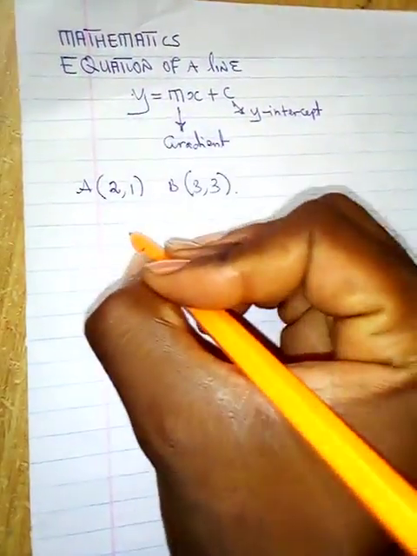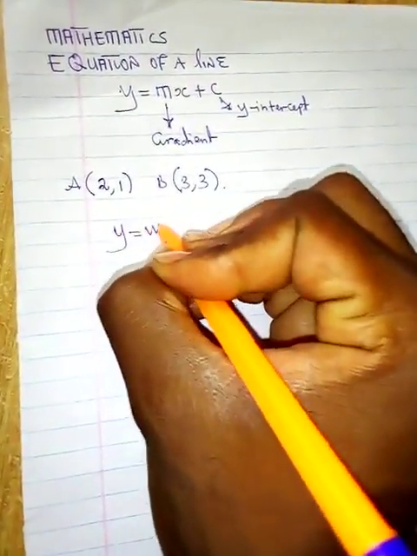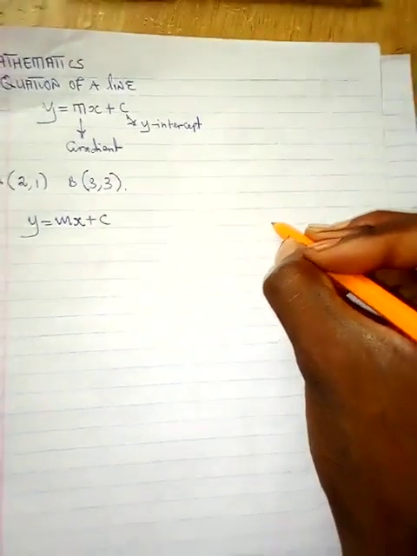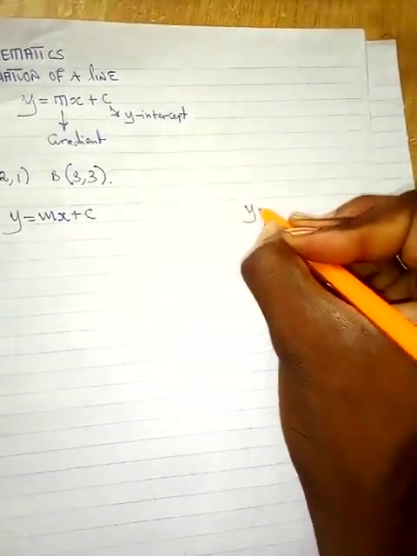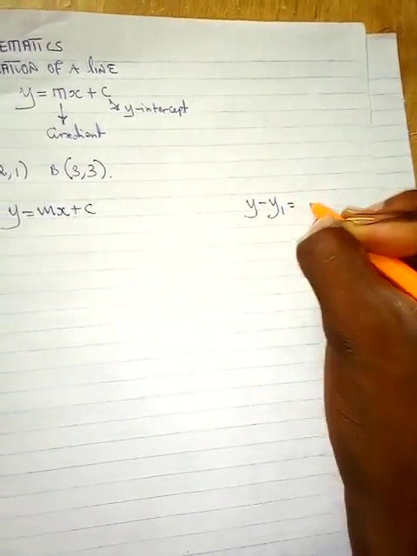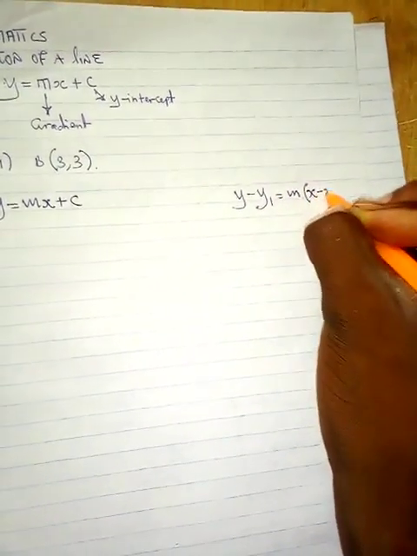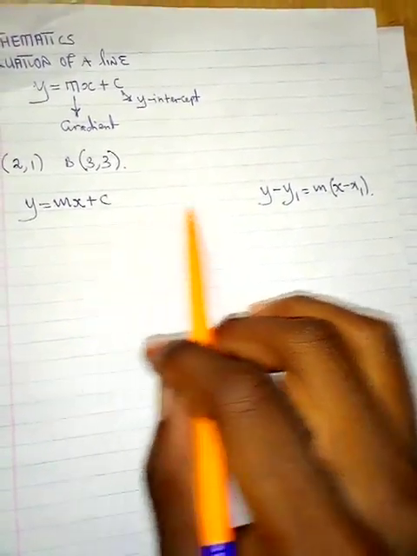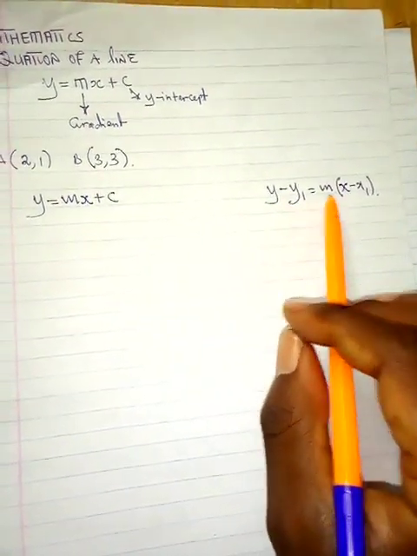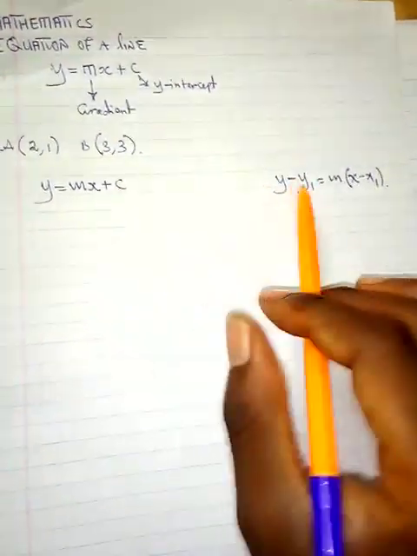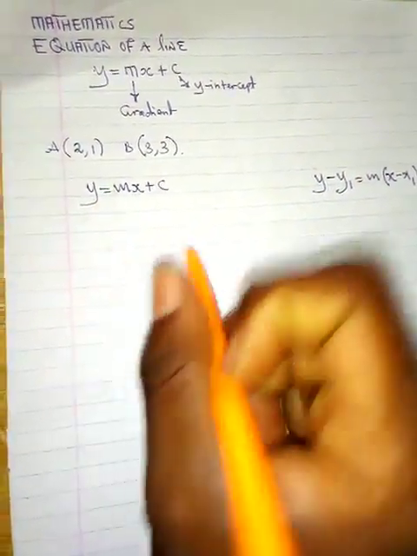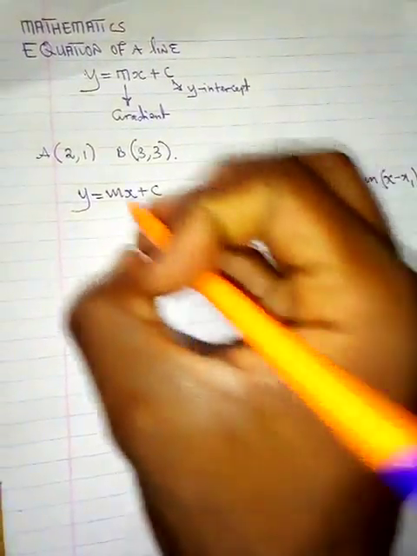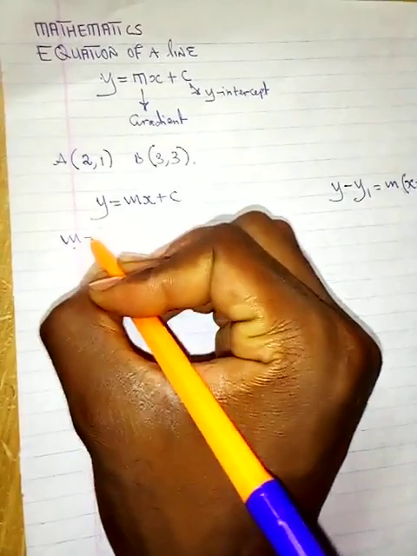There are two methods. If you want, you can use the same general expression, y is equal to mx plus c. Or if you want, you can use this other formula, y minus y1 is equal to m times (x minus x1). You can choose any. So let's start with this one. They are all involving the gradient, so it's very important that you first determine your gradient.